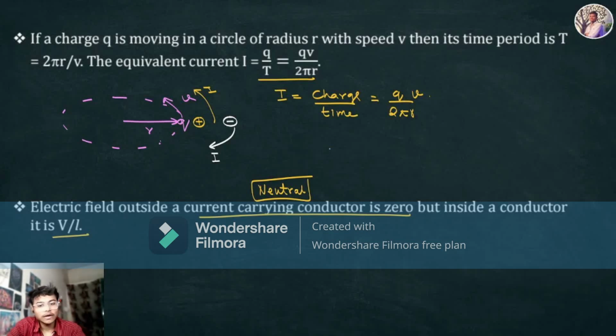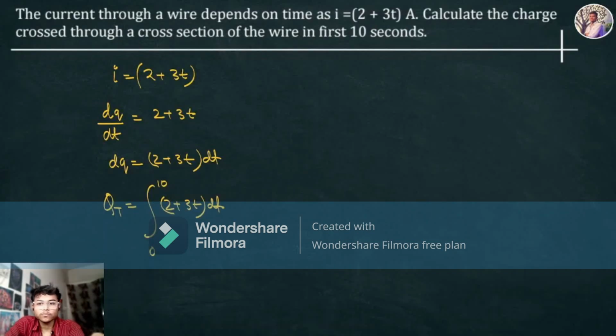The electric field outside a current carrying conductor is zero, but inside the conductor it is V by L. We all know the field outside the current carrying conductor is zero, like it acts like a neutral thing, so it will be zero.